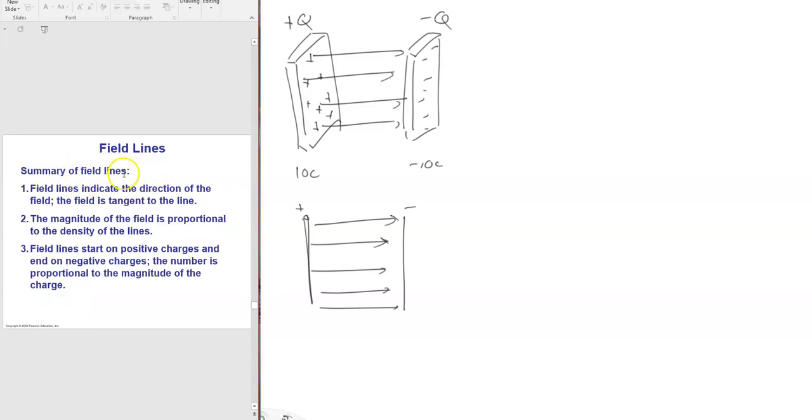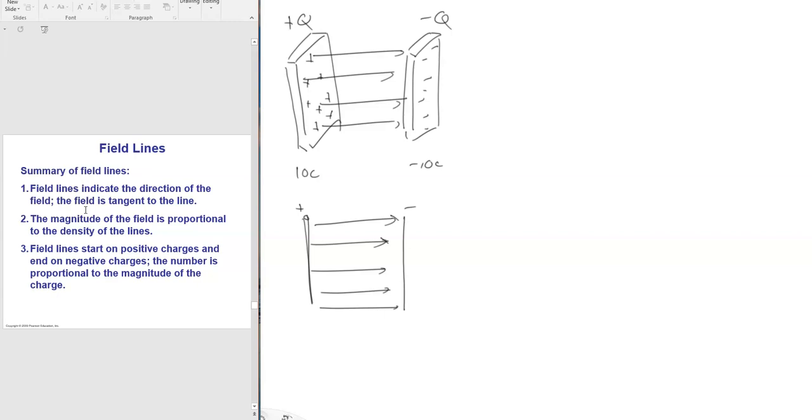So a summary of field lines. Field lines indicate the direction of the field. The field is tangent to the line. The electric field goes with the line. The magnitude of the field is proportional to the density of the lines.